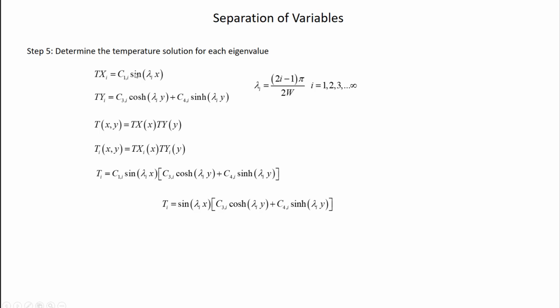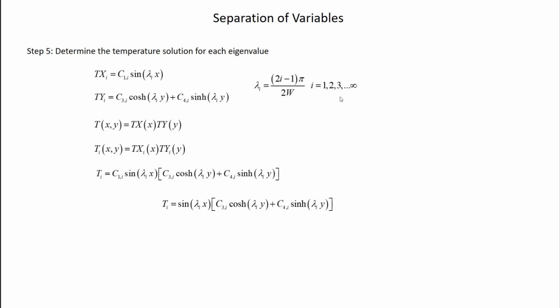So if I multiply this and this, I get a solution for temperature, and that's what I've done here. So Ti is equal to Txi times Tyi. So Ti is equal to C1i times the sine of lambda ix times, in brackets here, C3i times cosh of lambda iy plus C4i times sinh of lambda iy. So this is a solution for temperature, right? I have not just one of these, I have an infinite number of these, one for every single eigenvalue.